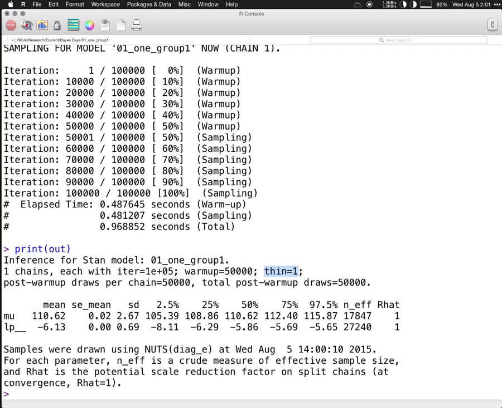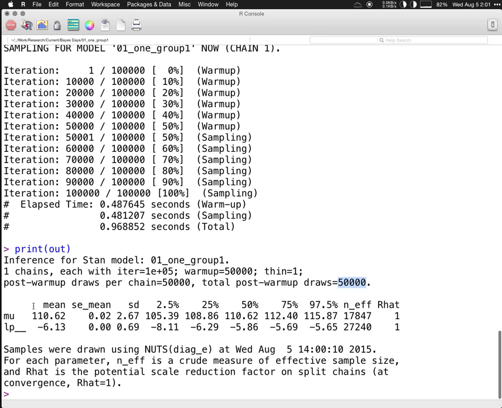We won't talk about thinning because I generally think it's not useful. If you're interested in some nuances, thin would be something to look up. Post warm-up draws per chain, so it had 50,000 warm-up, 50,000 samples. Total post warm-up draws would be a different number if we had multiple chains, but we don't.